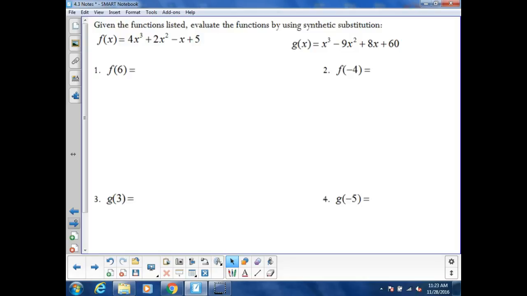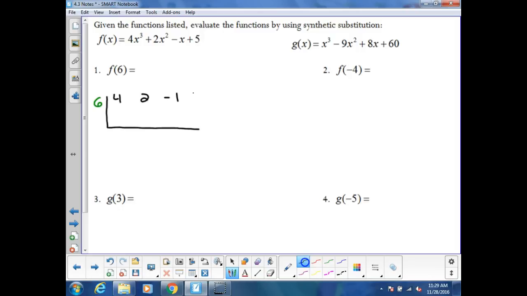Now, at the bottom of that page, there are 2 functions. They're different. And then there's 4 values. One of the things that you're going to have to start doing is looking at which function you need to be plugging that number into. So I would like you to do these 4 right now. Into f. So that's 4, 2, negative 1, and 5.